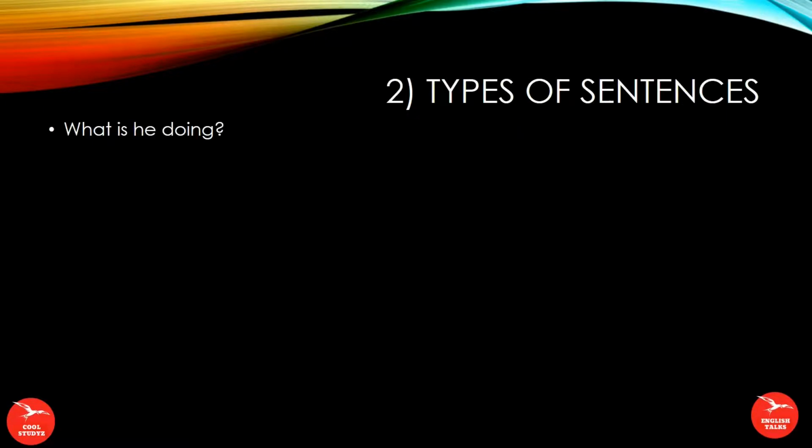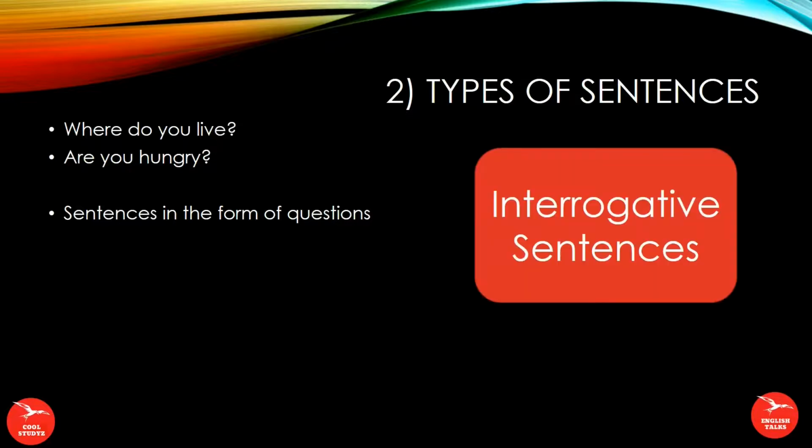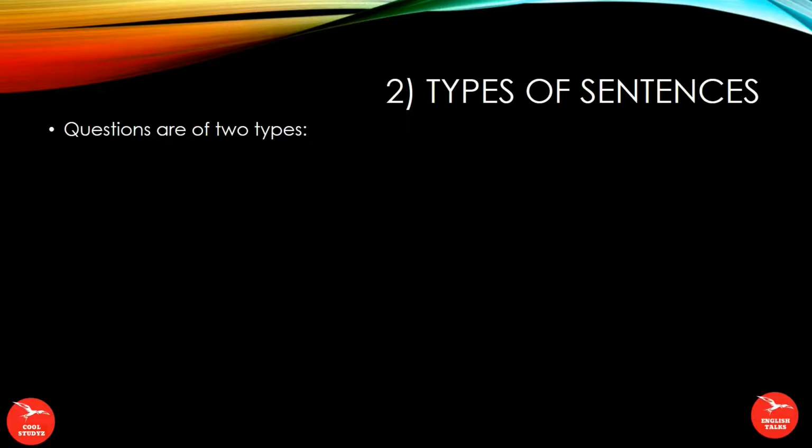Come on, into the second type of sentence. Look at the example. What is he doing? Are you hungry? Can you see a question mark there? Exactly. So these are all sentences, but in the form of questions, because we need to answer back. Not just a statement, not just an assertion, but a question form. We call it as interrogative sentences. Exactly? Yes. But these questions are of 2 types.